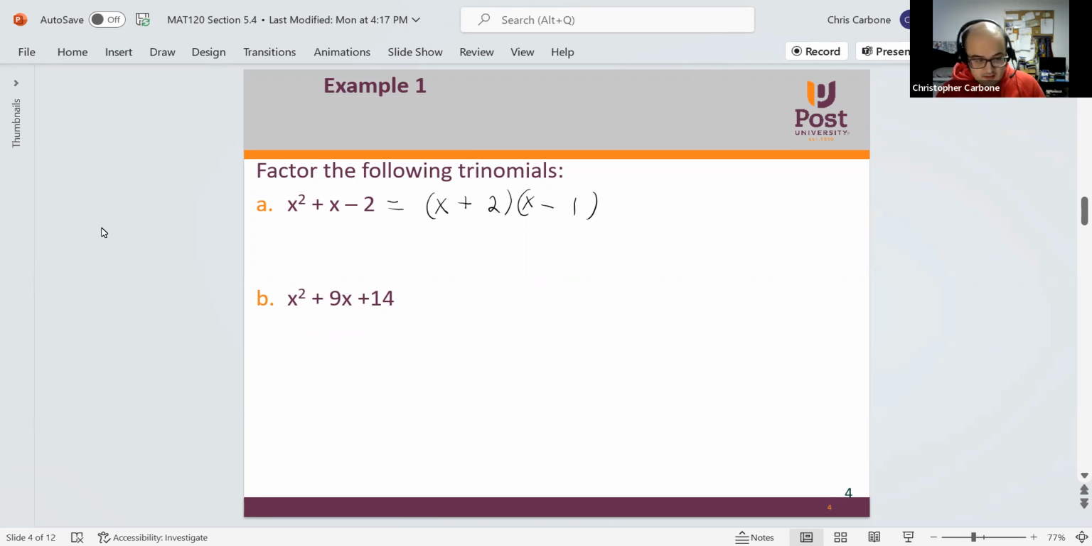For x squared plus 9x plus 14, this one has one additional factor pair. We have 1 and 14 and 2 and 7. The only one that makes 9, though, is 2 and 7. And since 9 is positive and so is 14, both of these are additions. So x plus 2 times x plus 7.